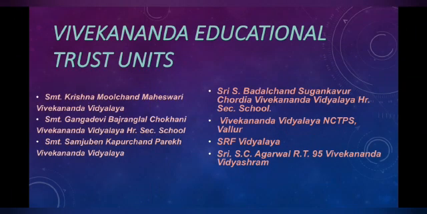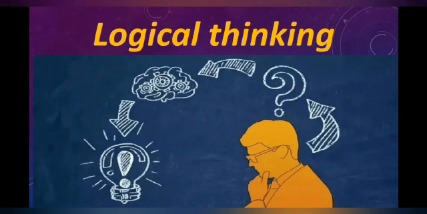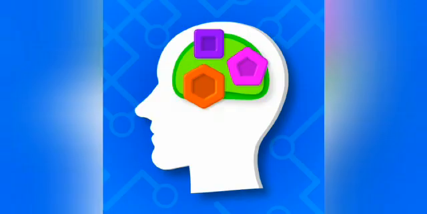Last slot, we learnt about the introduction of logical thinking. In logical thinking, you are going to solve the problem in a stepwise manner. You have three main steps in logical thinking: identifying the goal, information and condition, and solving. Now, we are going to learn about problem solving in a stepwise manner using logical reasoning.